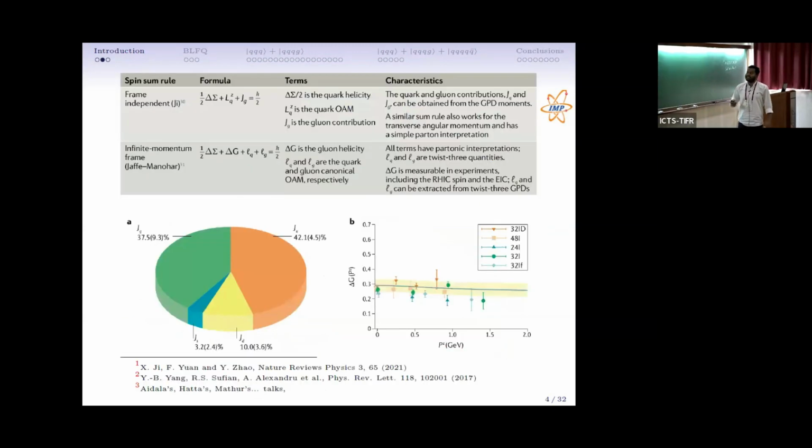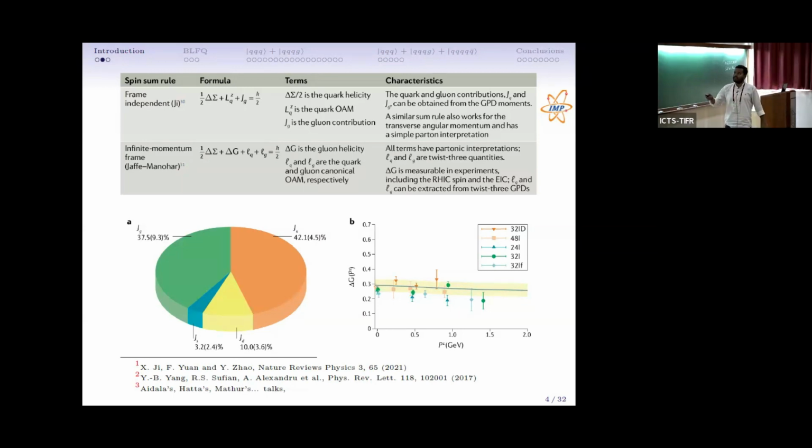There are two famous spin decompositions proposed. One is frame independent, proposed by Ji. It has three parts: the quark spin, the quark orbital angular momentum, and the total angular momentum of the gluons. All these quantities can be obtained from the leading-twist GPDs. If you know those, you can calculate all these three quantities.